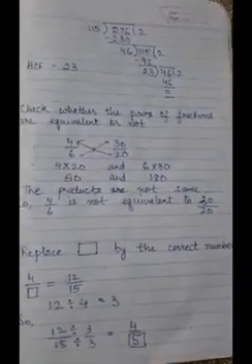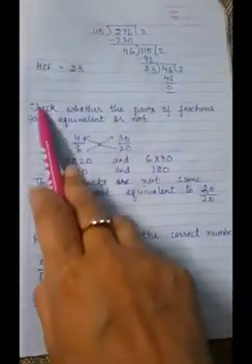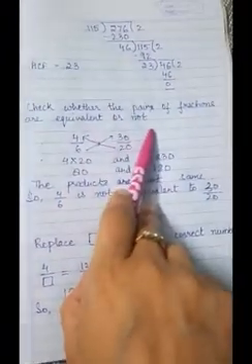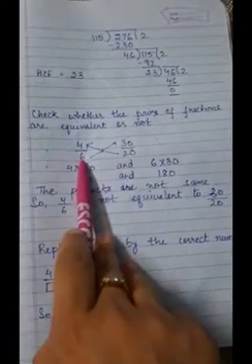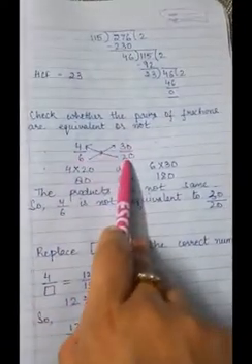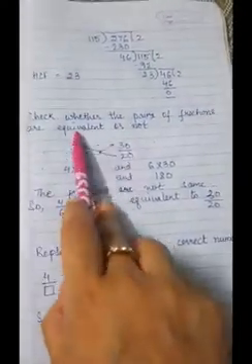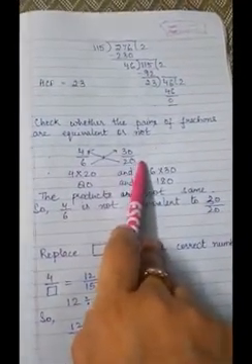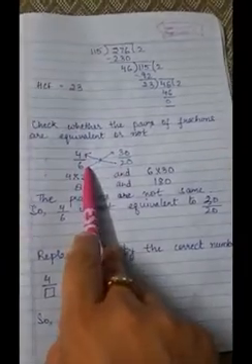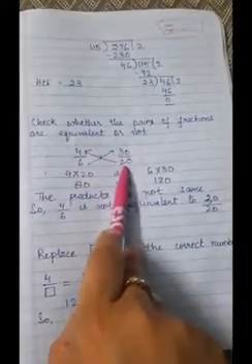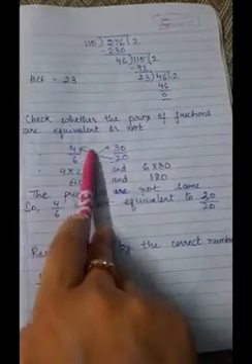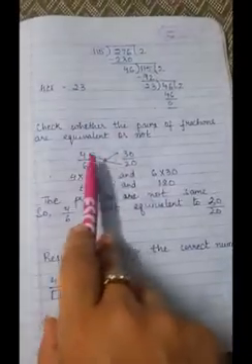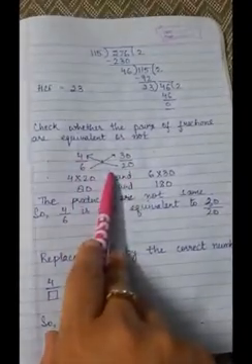Now come to the next question. Next question is, check whether the given pair of fractions are equivalent or not. So we have 4 upon 6 and 30 upon 20. Now to check whether these two fractions are equivalent or not, we cross multiply them. Cross multiply means denominator with this numerator and this denominator with this numerator. This is cross.